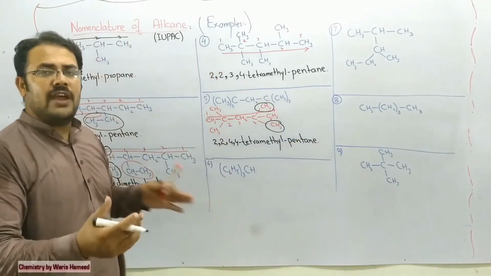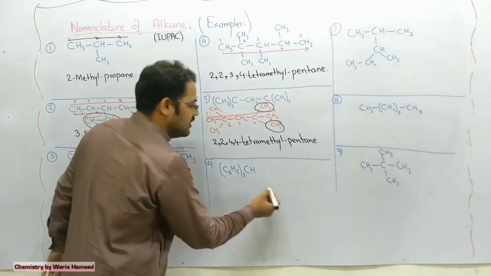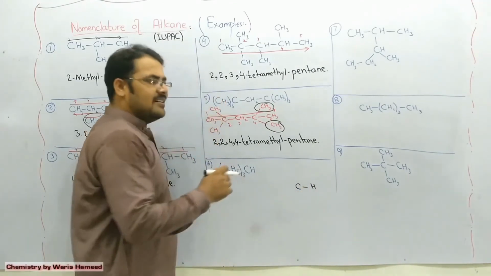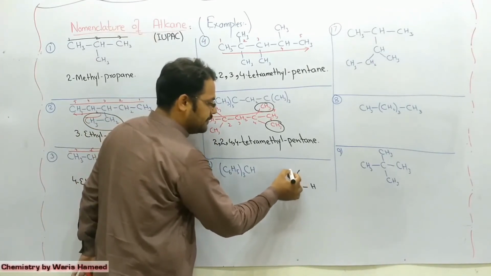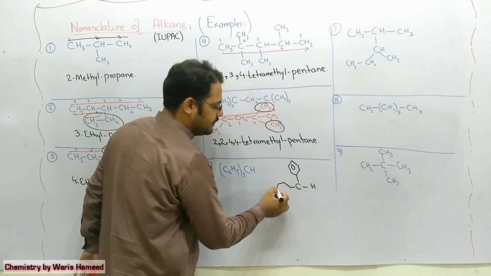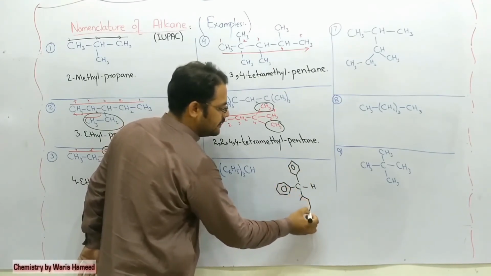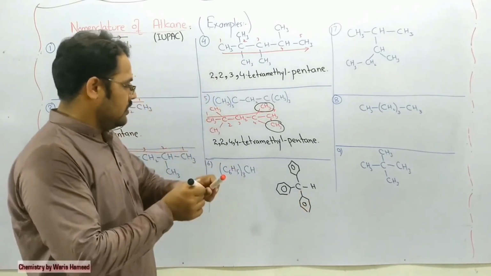In this case, again we have to write its open structure. We have to write its structural formula. One carbon is attached with one hydrogen atom, and there are 3 benzene rings. First benzene ring, second benzene ring, and third benzene ring. I hope that it's visible to all of you.